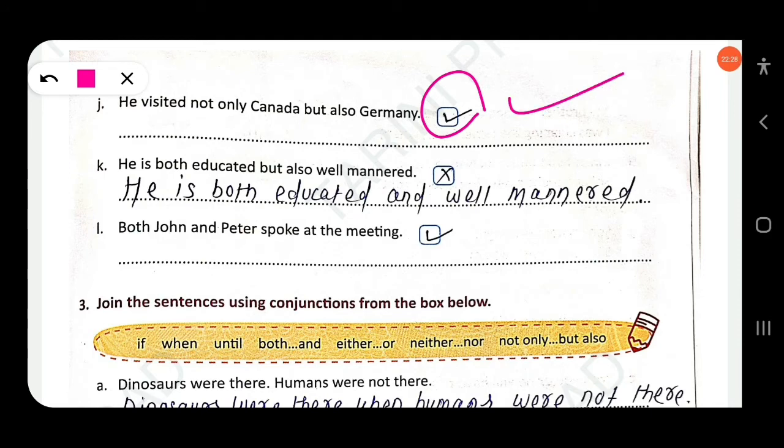Okay. "He is both educated but also well mannered." So this is wrong. He is educated. He is well mannered. Now you have to join the two sentences into one using a conjunction. He is both educated and well mannered.